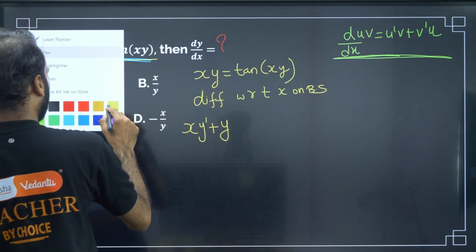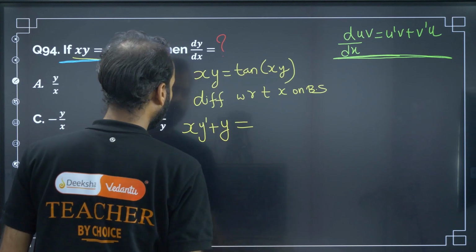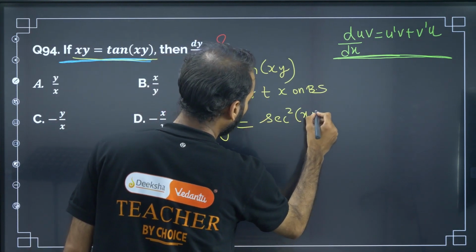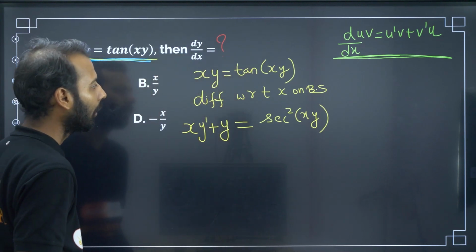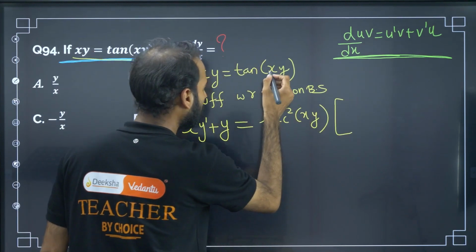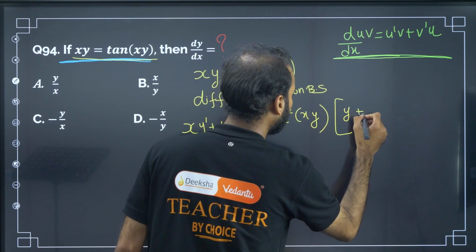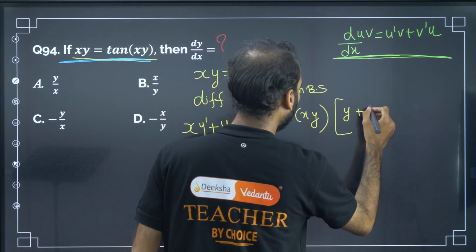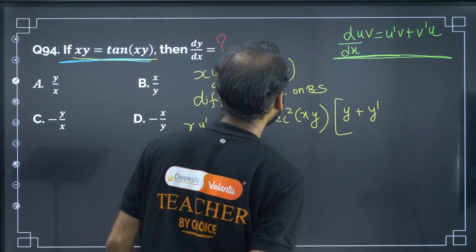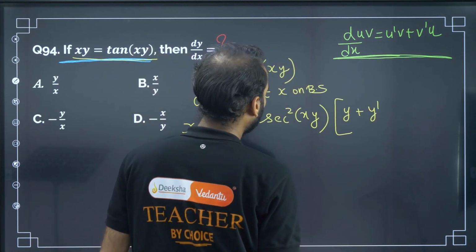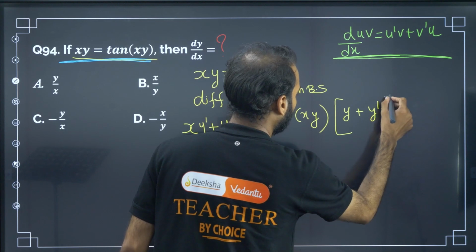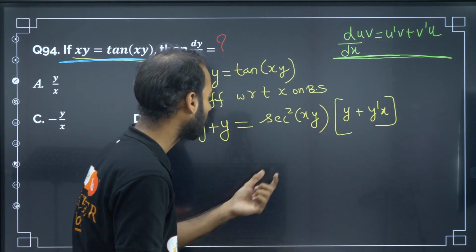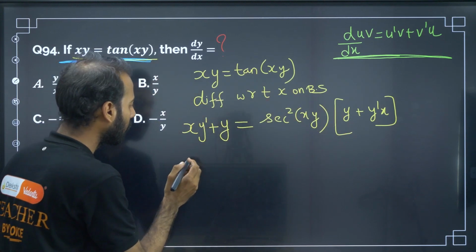Now this is equal to the derivative of tan, which is secant square of xy. Differentiation of tan x is secant square. Next, further, I differentiate this: x times 1 plus y as it is, plus in place of y, y dash times x as it is. Now you see this xy dash plus y, xy dash plus y. This entire term I will transpose to this side.